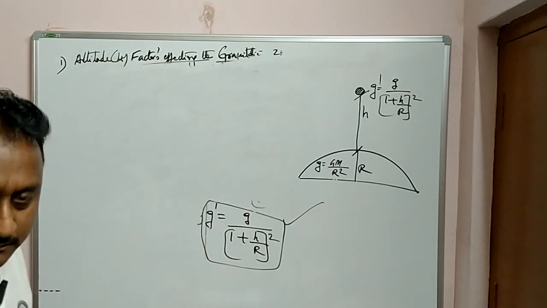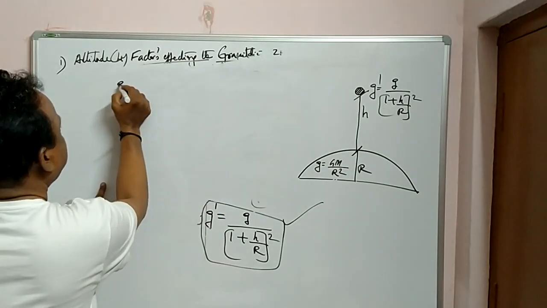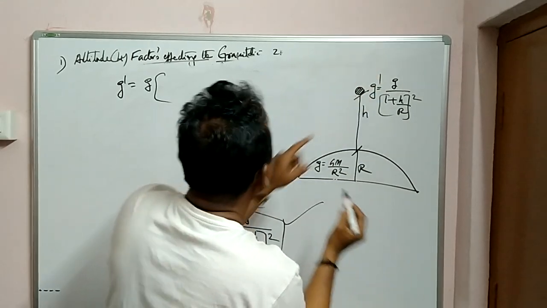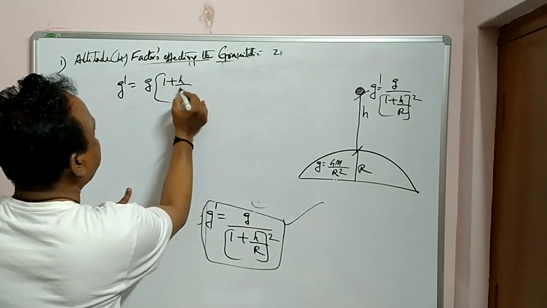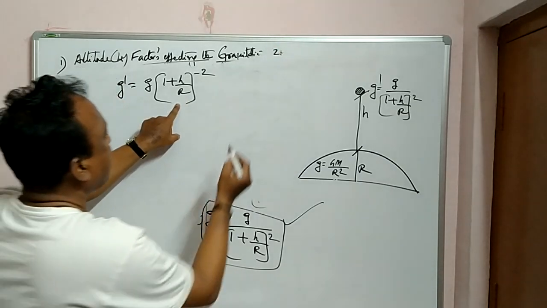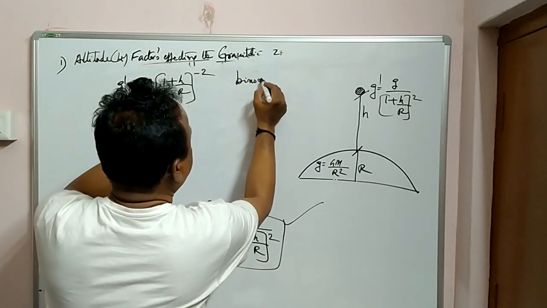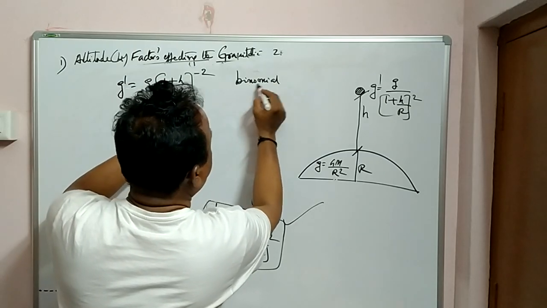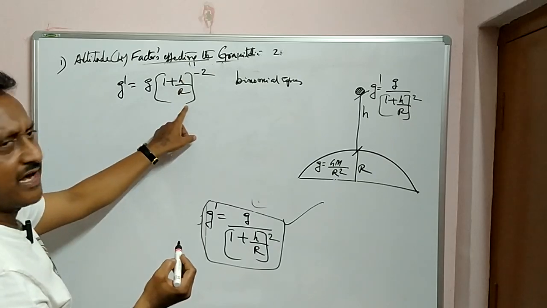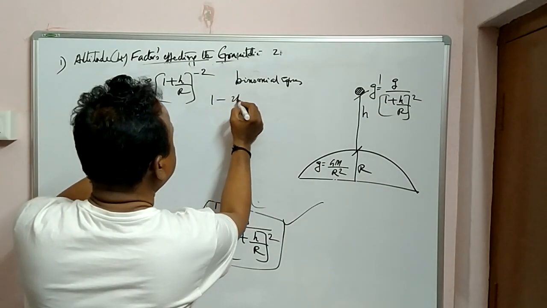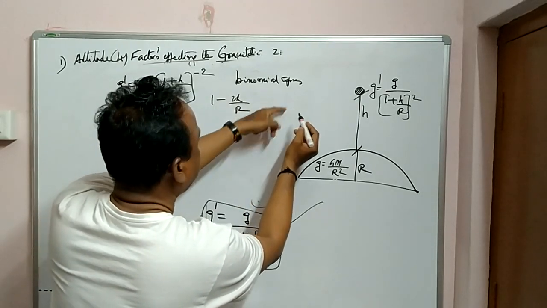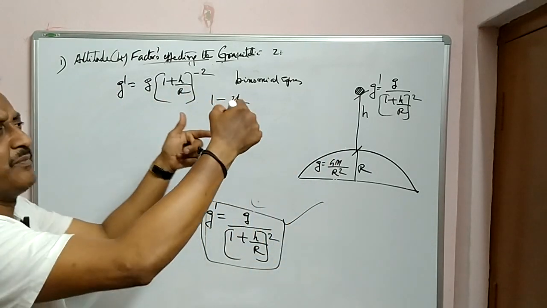See here, the same equation I can write in this fashion. G dash is equal to g into, if you take it to the top, what happens? 1 plus h by R to the power of minus 2. So this is a binomial expression. So what happens? 1 minus 2h by R plus 3h square by R square plus 4h cube by R cube. So you will have some binomial terms.